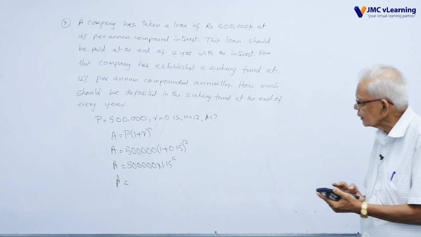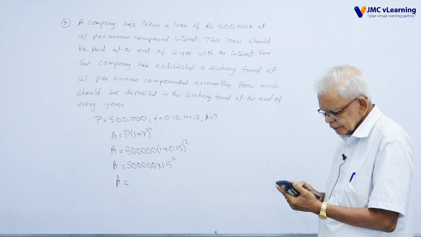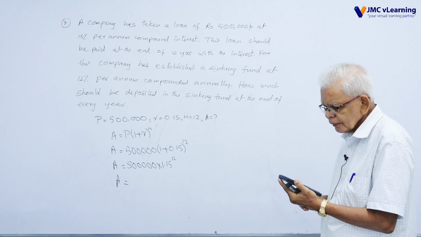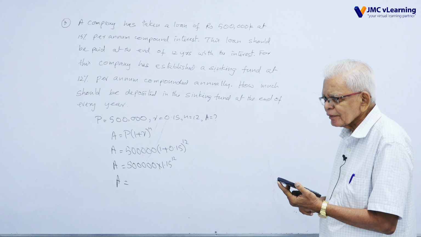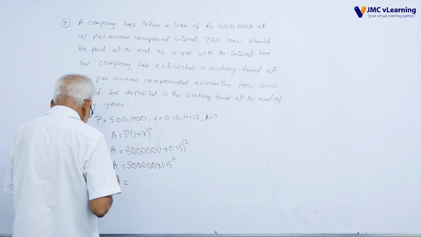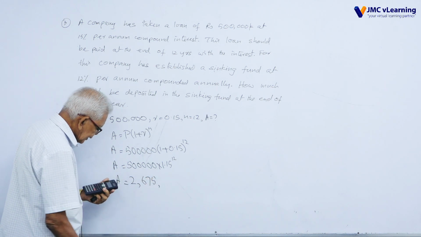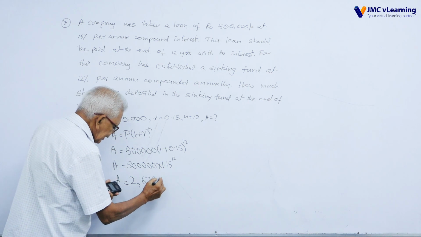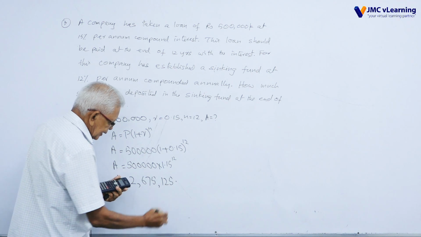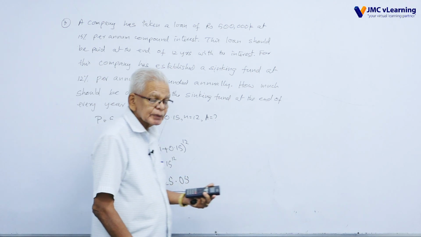Into 1.15 to the power 12. 2,675,000, no? I'll write down to the nearest cent, better. 2,675,125 and 0.5 cents. This is the future commitment.